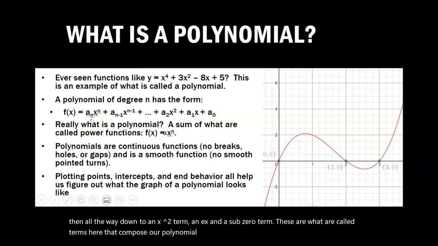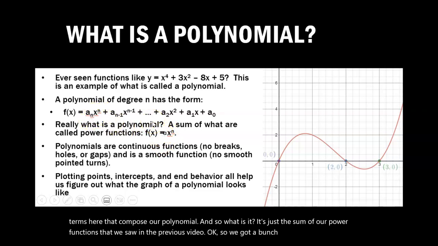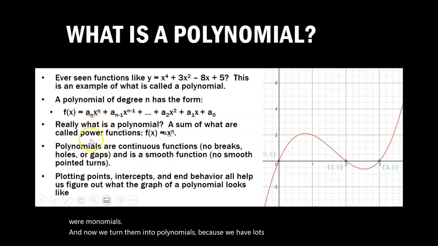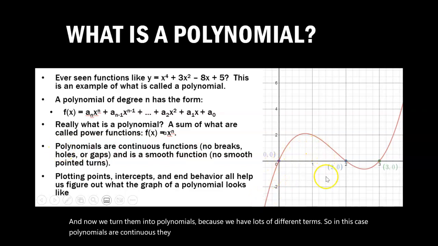And so what is it? It's just a sum of our power functions that we saw in the previous video. Okay, so we got a bunch of power functions that were monomials, and now we turn them into polynomials because we have lots of different terms. So in this case, polynomials are continuous. They don't have any breaks or holes or gaps. And it's a smooth function. It doesn't have any pointed turns.